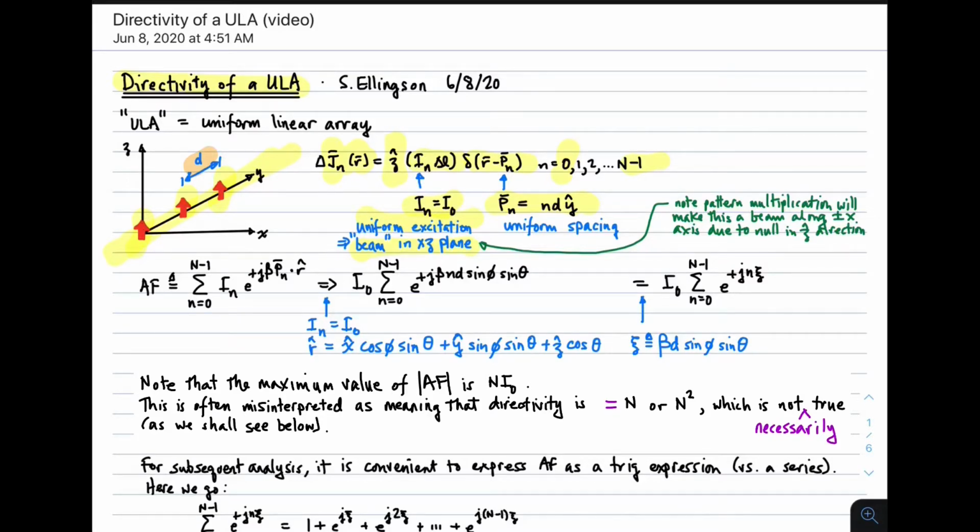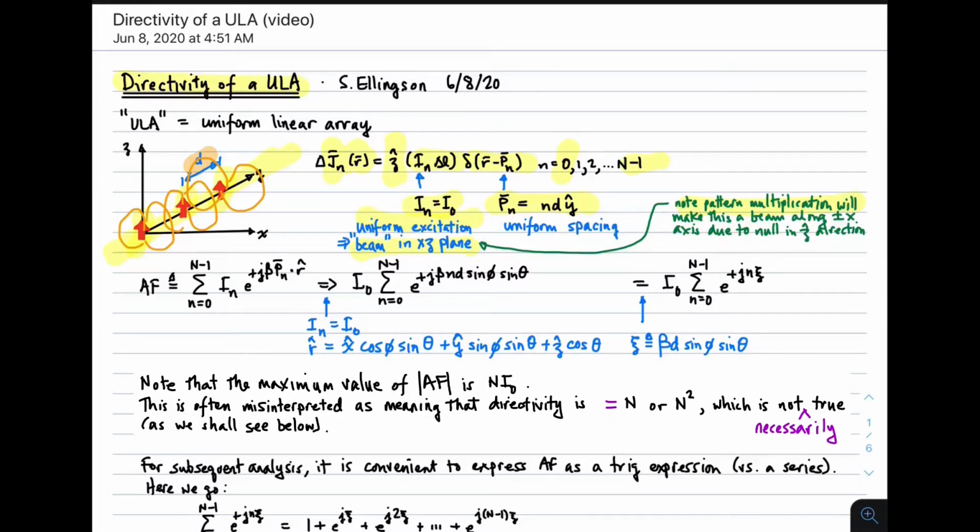to the y-axis. However, note that pattern multiplication plays a role here. Pattern multiplication simply means that the beam that you get is a product of the element pattern and the array factor. So, whereas the array factor results in a non-beam-like thing, which is simply maximum directivity in every direction perpendicular to the y-axis, the element pattern, which is this dumbbell shape that I'm drawing now, has a null in the z-axis direction. So the overall pattern of the beam will be in the plus and minus x hat direction.